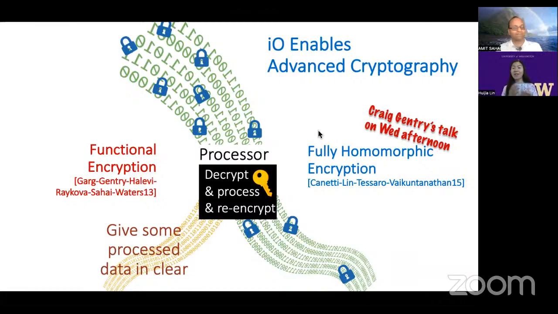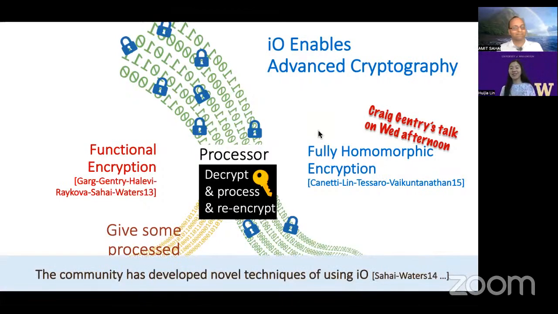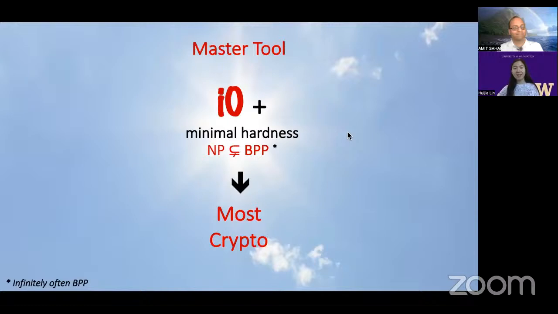And in fact, it turns out that making those simple ideas work isn't trivial, because the IO security only holds when we have two different implementations of the same function. But it cannot be directly used to reason about a single implementation and whether it hides certain secrets. Nevertheless, fortunately, the community has developed many novel techniques for using IO that can overcome the weak security guarantee. In fact, using these techniques, we have shown that IO is a kind of master tool for cryptography. What I mean is that if we have IO together with some very minimal hardness conjecture, such as NP not being included in BPP, then we can realize most known cryptographic goals.